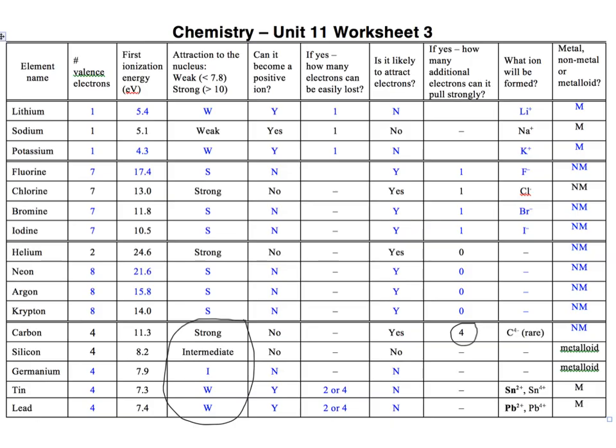Silicon and germanium, with intermediate attractions, tend neither to lose electrons nor gain electrons. We call these elements metalloids. Now we'll examine the tendency of tin and lead to form either a +2 or +4 ion.